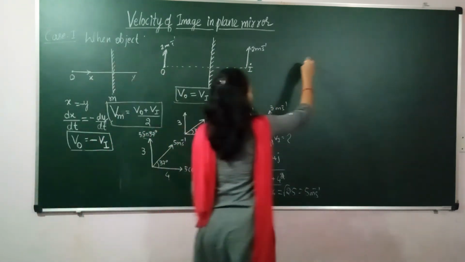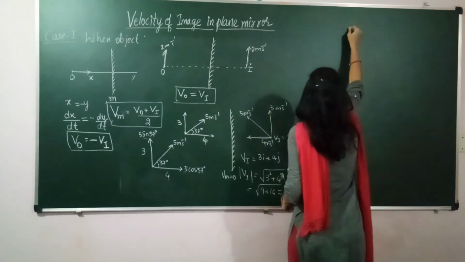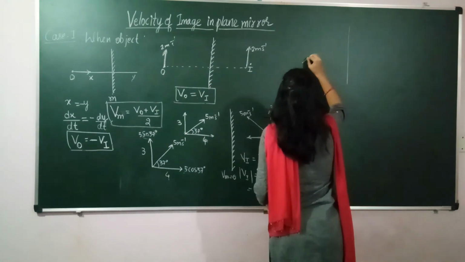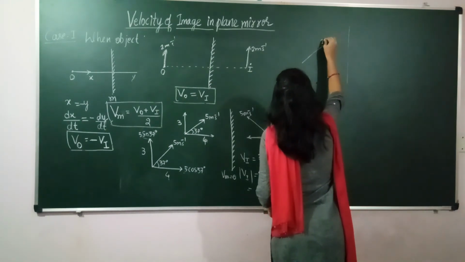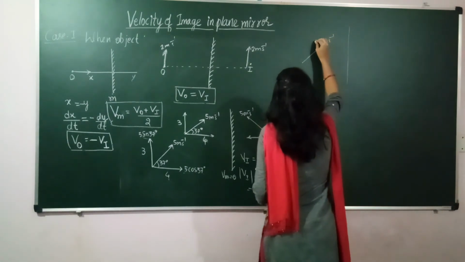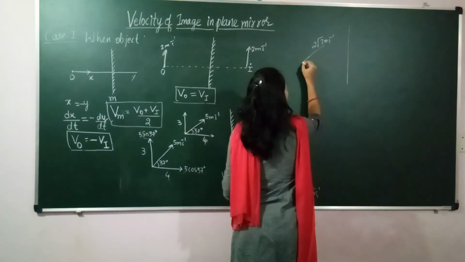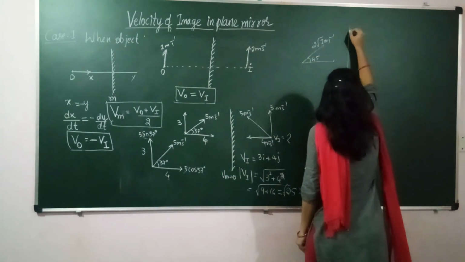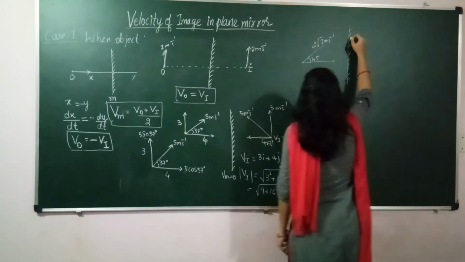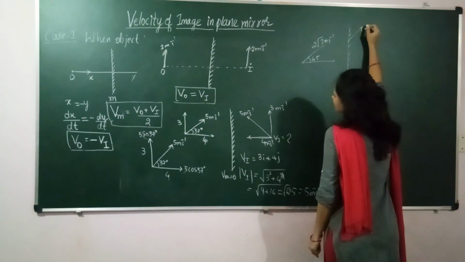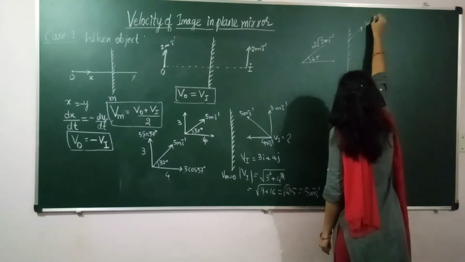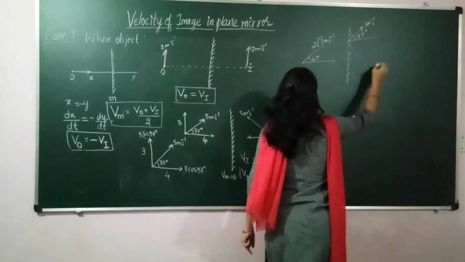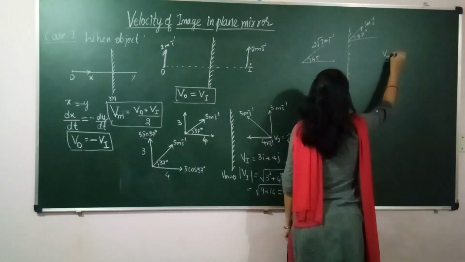But for example, if the mirror is also in motion and object is also in motion, so now here if the object is moving at speed of 2 root 2 meter per second, and it is making an angle of 45 degree, and this mirror is also moving at speed of 5 meter per second, and it is making an angle of 37 degree. Then what will be the velocity of the image?